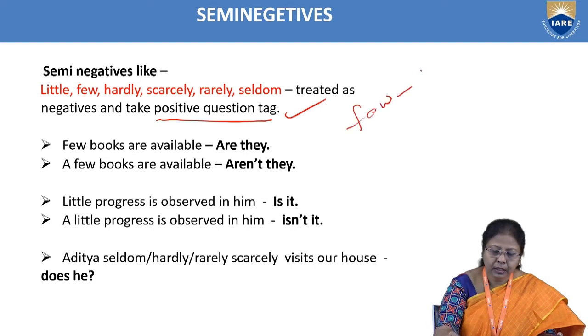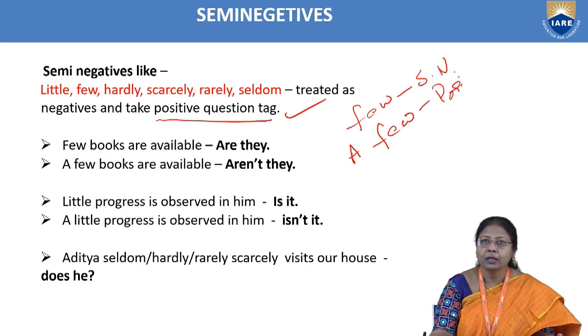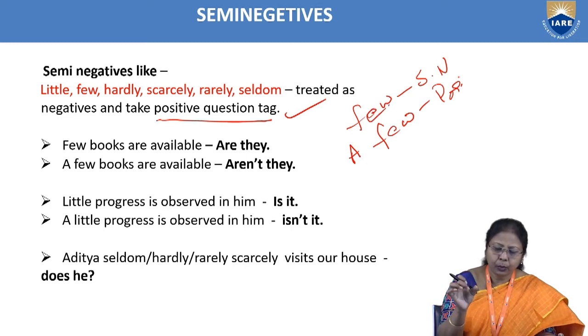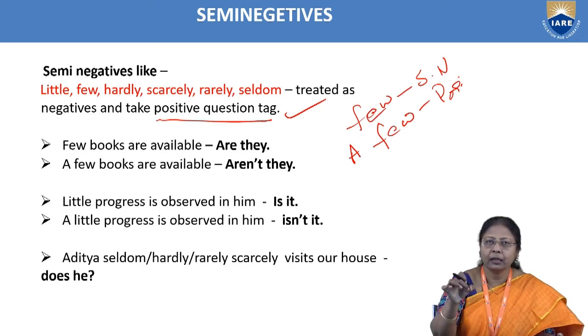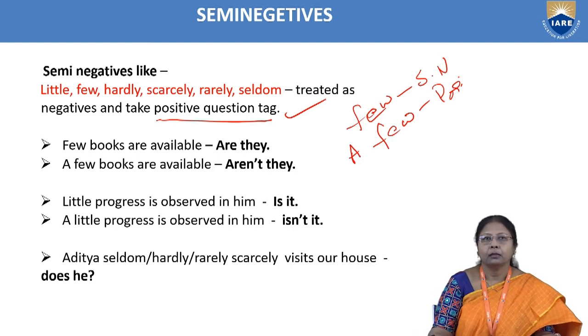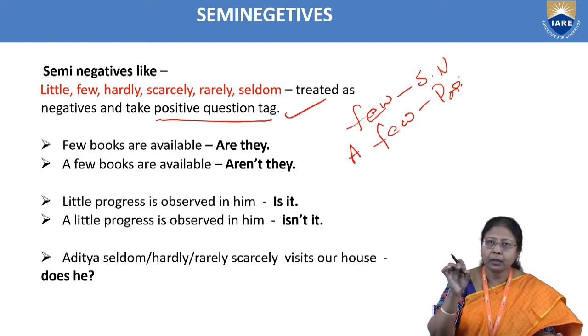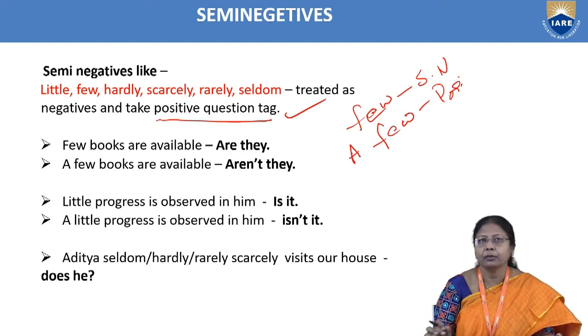Few is a semi-negative and a few is a positive. See here, few biscuits are there in the tin means not more. We can't take this as a positive. A few biscuits are there in the tin means countable. We can see many are there. So few is a semi-negative, a few is a positive.